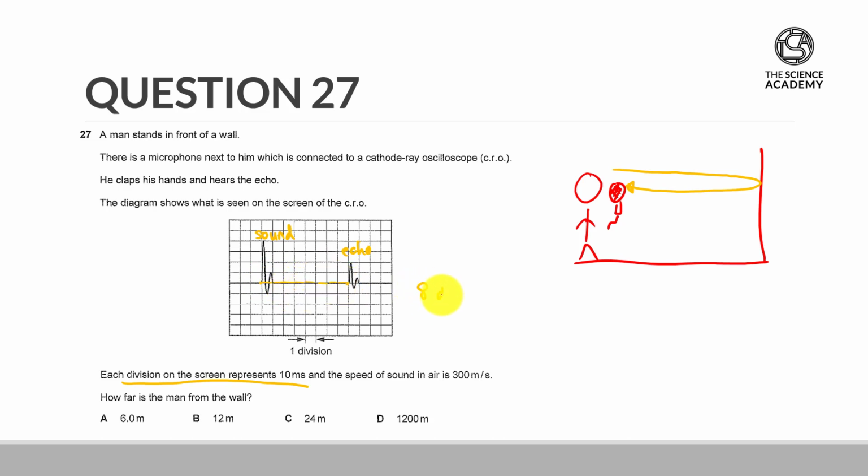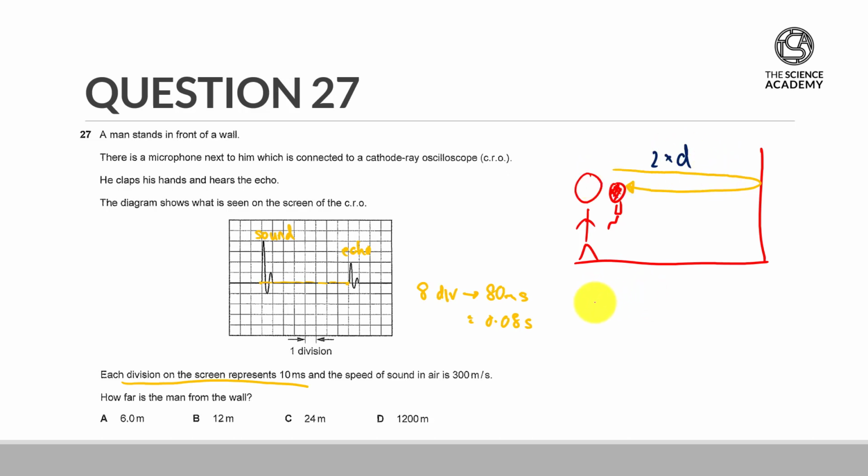So because we have 8 divisions, this would mean that the sound took 80 milliseconds to travel to the wall and back. Now in seconds, this would be 0.08 seconds. We divide by 1000. Now remember, because the sound travels to him and back, it travels 2 times the distance between the man and the wall.